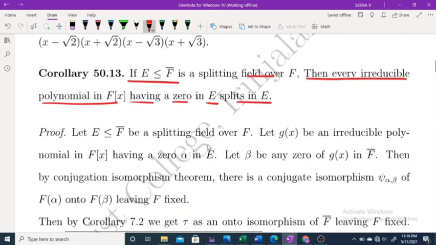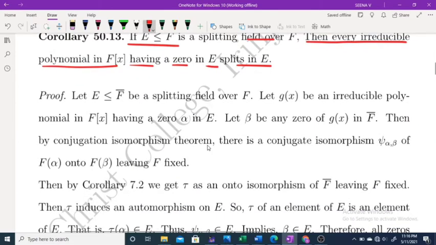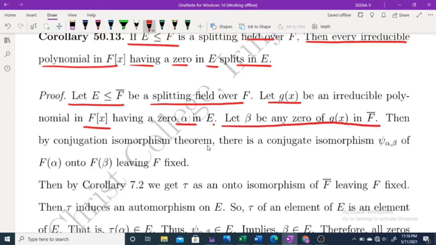Now for the proof, let E, a subfield of F closure, be a splitting field over F, and let g(x) be an irreducible polynomial in F[x] having a zero alpha in E. We have to prove this polynomial g(x) splits in E. That means g(x) you can write as a product of linear factors. Let beta be any zero of g(x) in F closure.